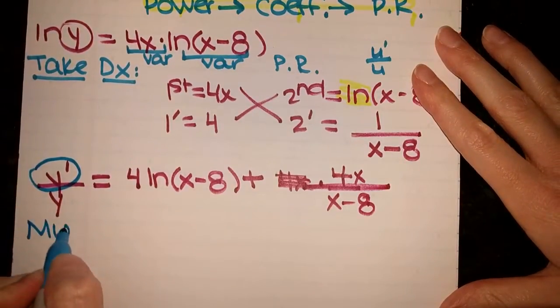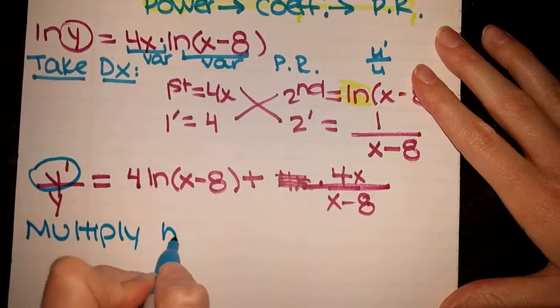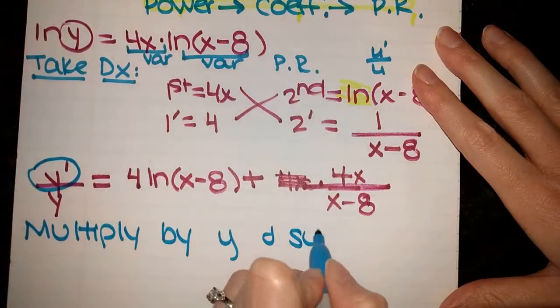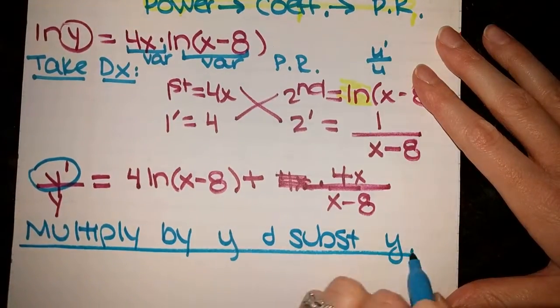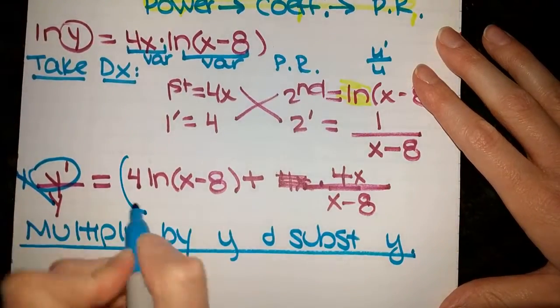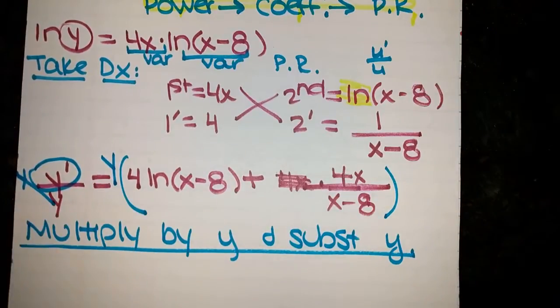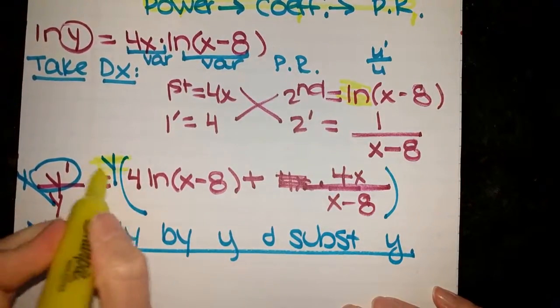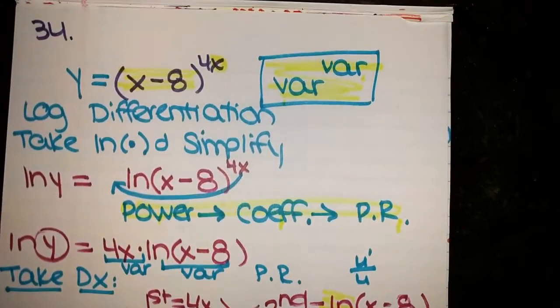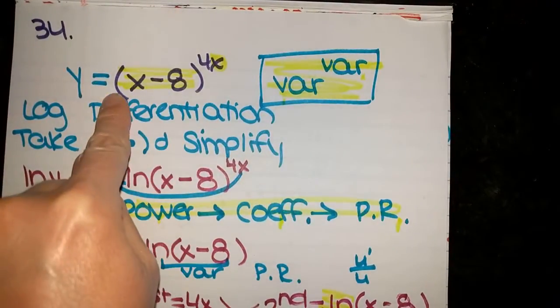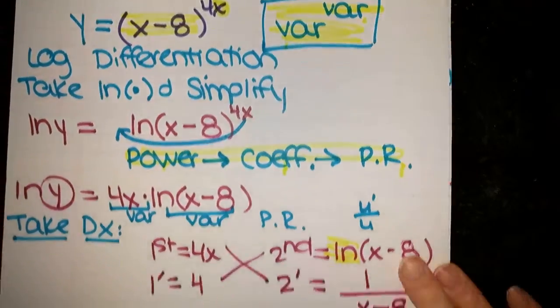Okay, now after you take your derivative, you've got to solve for y prime. So to solve for y prime, we're going to multiply by y, and then we're going to substitute y's definition in. All right, so if I multiply by y here, they cancel. If I multiply by y here, nothing cancels. So I'm going to substitute in the definition of y, and that definition of y comes from the very top of the problem. This is y, so I'm going to substitute this in for y.